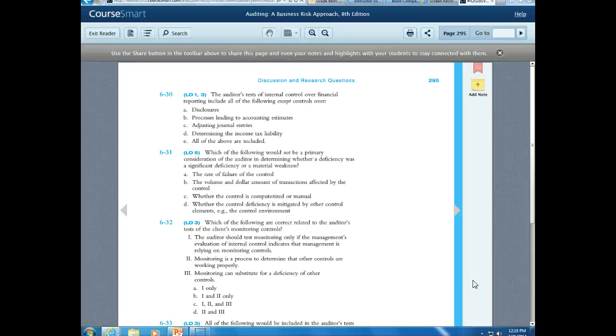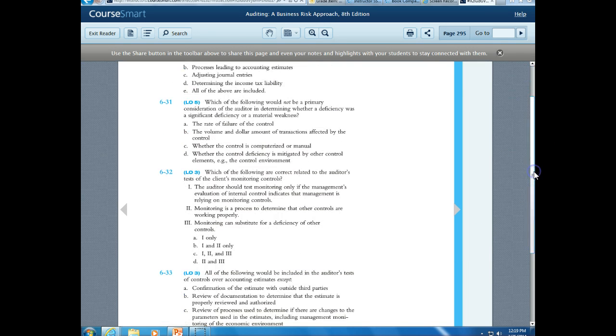Okay, the next we're going to do 632. Which of the following are correct related to the auditor's tests of the client's monitoring controls? So the auditor's test related to clients monitoring the controls. 1, the auditor should test monitoring only if the management's evaluation of internal controls indicates that management's relying on monitoring controls. Do we think that's important? 2, monitoring is a process to determine that other controls are working properly. Or 3, monitoring can substitute for a deficiency of other controls.